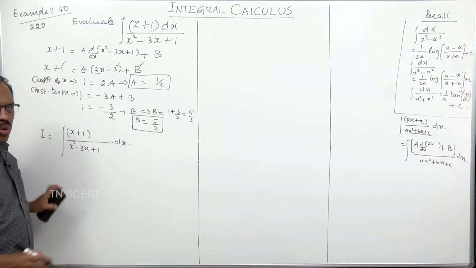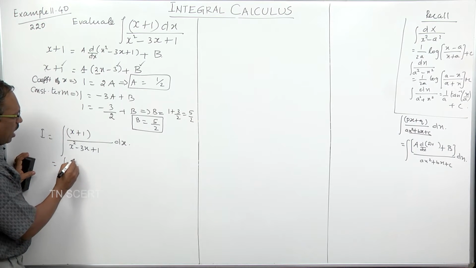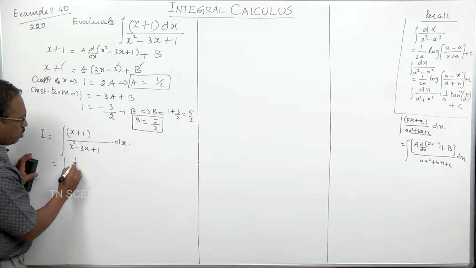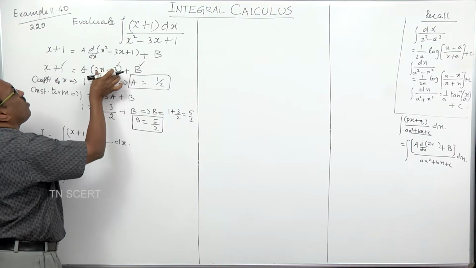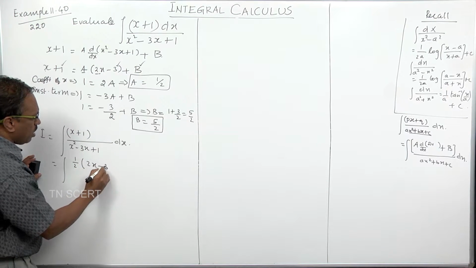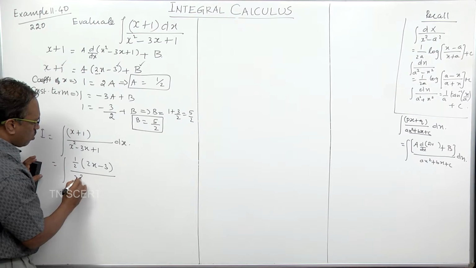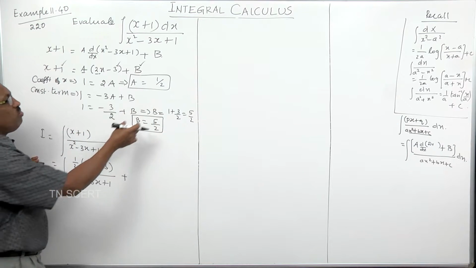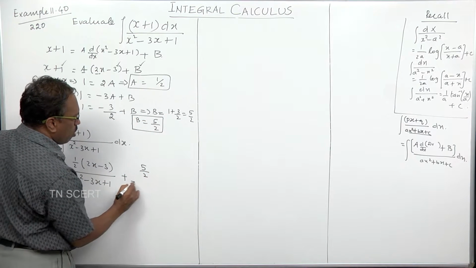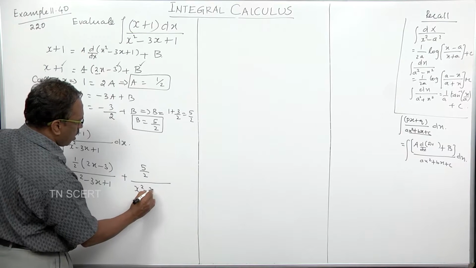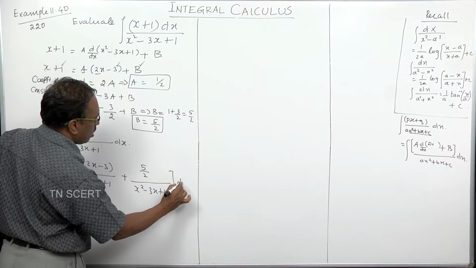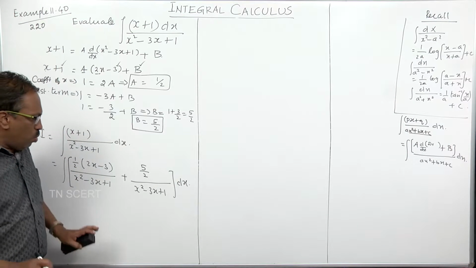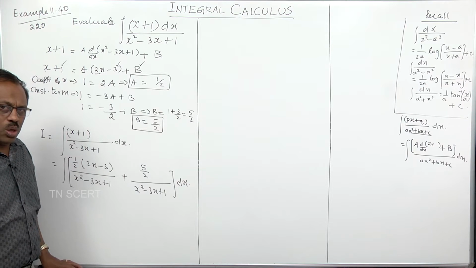The same process I am going to apply. Integral a. What is a? That is 1 by 2 bracket, and differentiation of this term, 2x minus 3 over x square minus 3x plus 1, plus b. What is b? We found out the value as 5 by 2 over x square minus 3x plus 1 dx, common on the whole. First stage I finished. Now we have only just started.